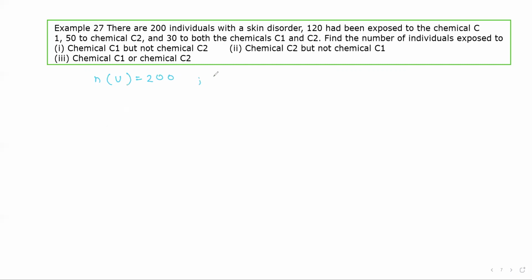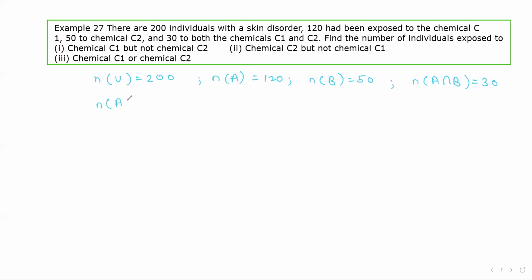Next, what is given to you? Number of people who have been exposed to chemical C1, let the set be A. So N of A is equal to 120 and N of B is equal to 50. Both means N of A intersection B. This is equal to 30. Exposed to both chemicals C1 and C2.